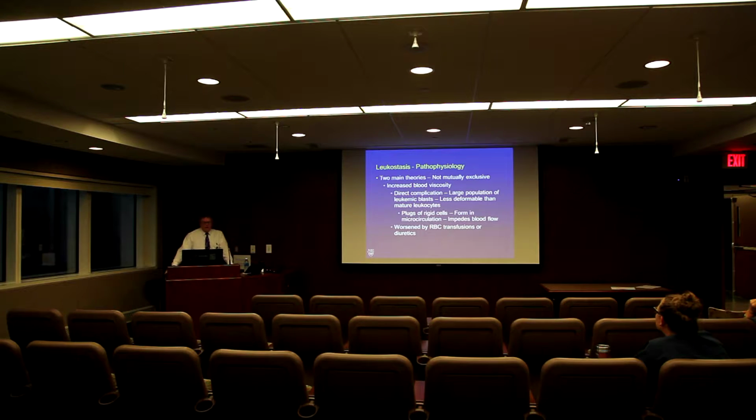Two main theories of leukostasis. One is that you have increased blood viscosity, which is a direct complication of the large population of leukemic blasts, which we talked about before, are less deformable, and this causes plugs in the microcirculation impeding blood flow. And this can be worsened, and you have to be very frugal about giving red cell transfusions in the setting of hyperleukocytosis, because red cell transfusions can increase the viscosity of the blood, and you can trigger somebody from an asymptomatic hyperleukocytosis into a symptomatic one with red cell transfusions.